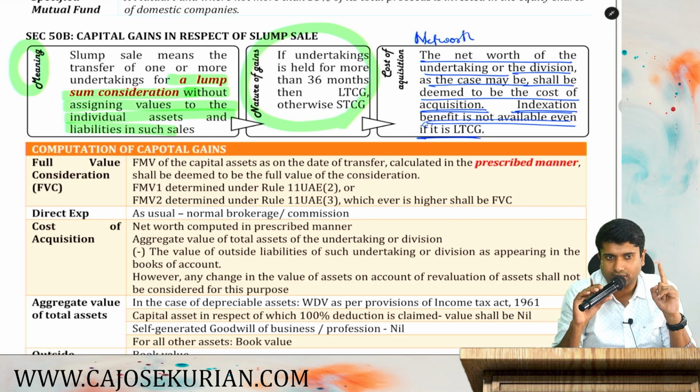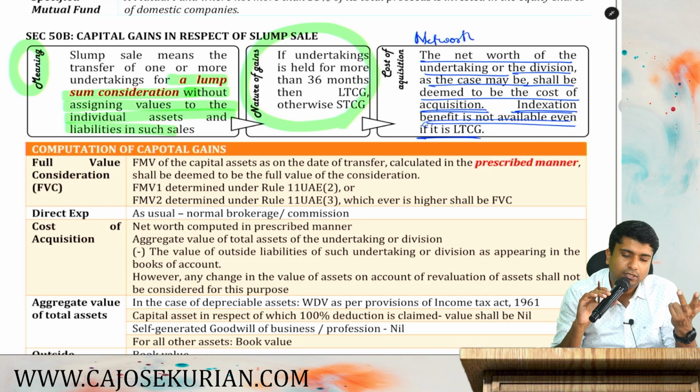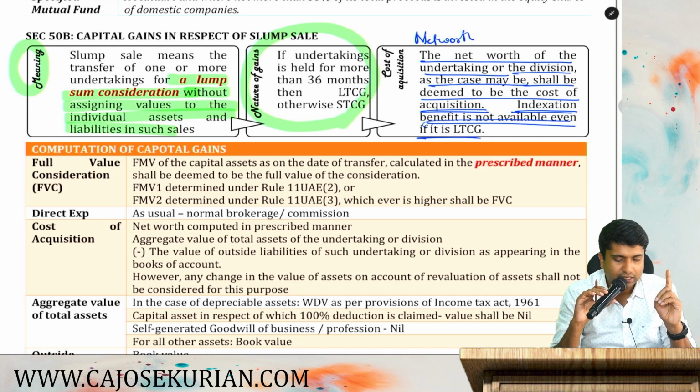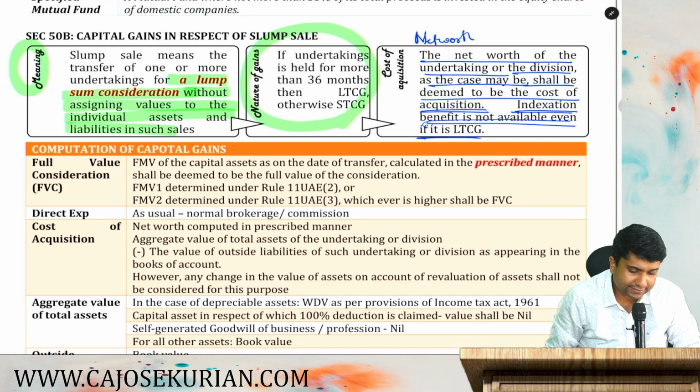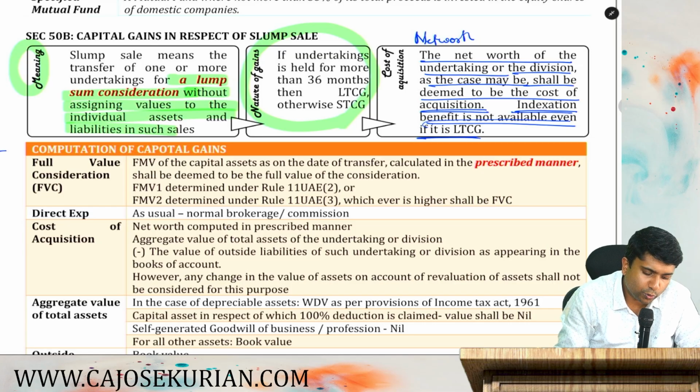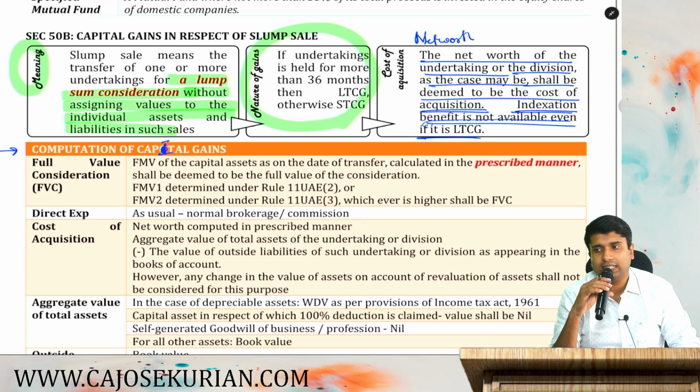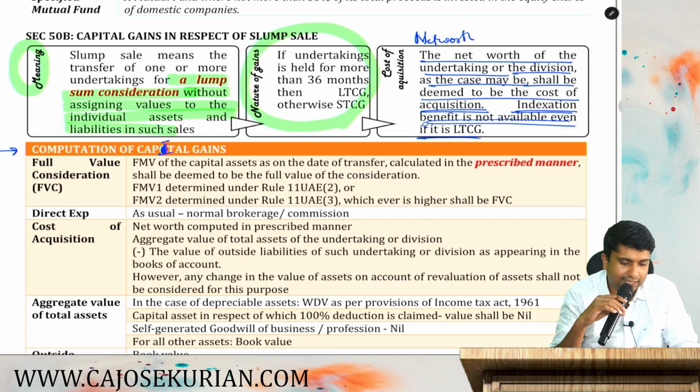So we understood what is slump sale, and we understood how do we determine whether it is a long-term or short-term capital asset. The third one, the cost of acquisition as well. Now friends, listen. So how do you compute the capital gains? So capital gains. Correct the spelling, okay? Capital gains.